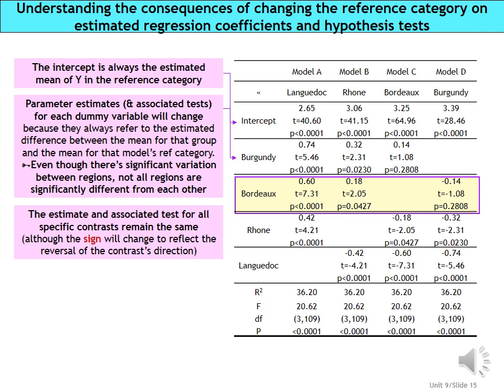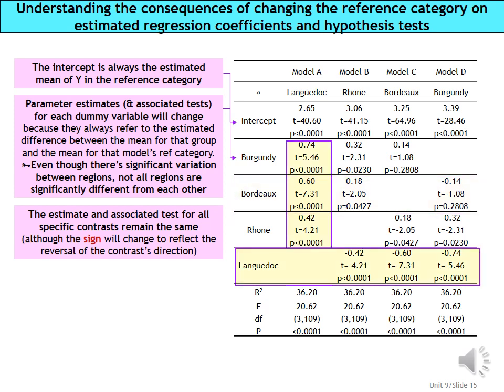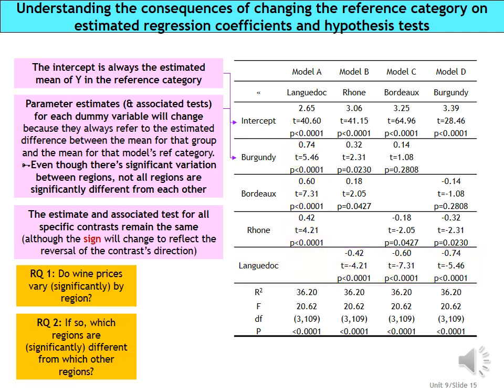These are changing. So this is going to be different points in here. Do wine prices vary by region? If so, which regions are significantly different from each other? This question we answer with yes, using the degrees of freedom, p-values, and F-test. Are we sure that we know which one? Not yet. That's what we are trying to find out.